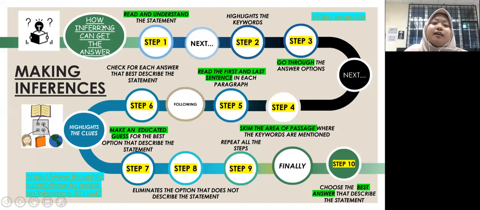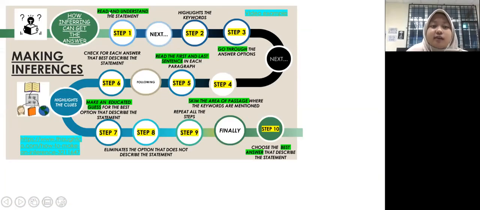Okay. How inferring can get the answer. Step 1 is to read and understand the statement, preferably 2 times. Next is to highlight the keywords. In this type of question, the keywords are more focused on words or phrases.